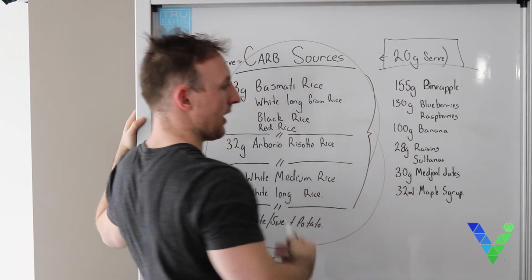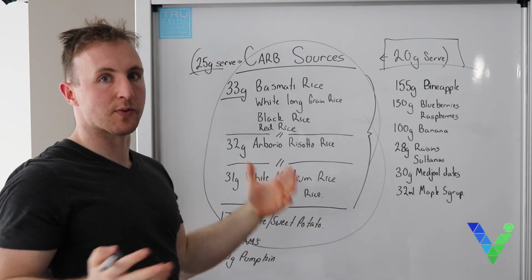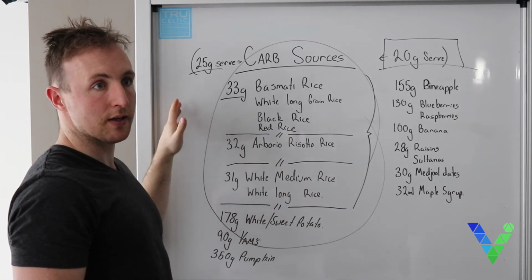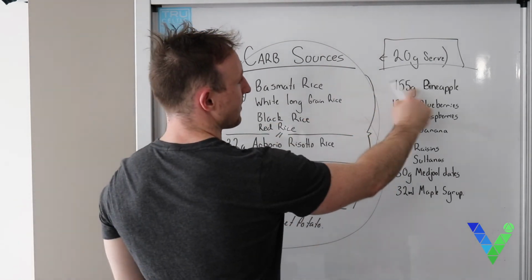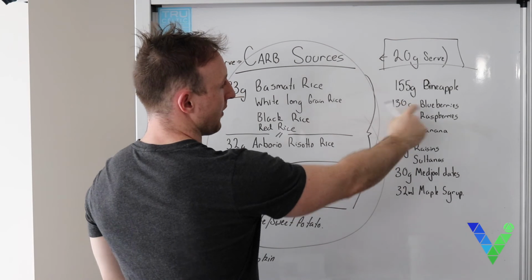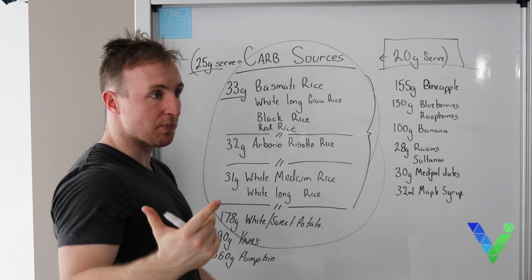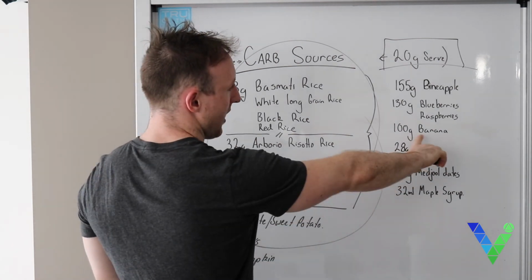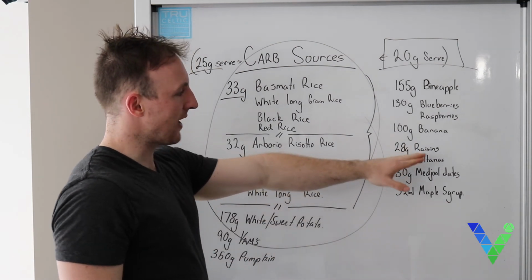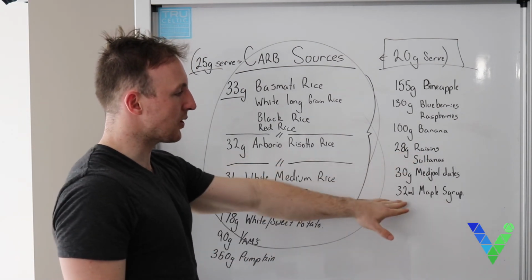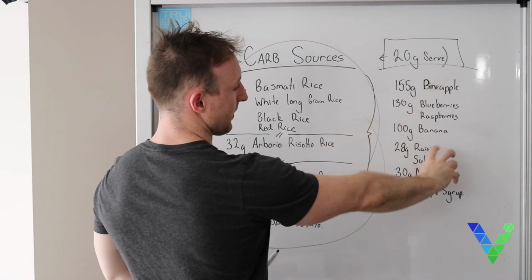This comes from fruit, and fructose is a bit of a thing. If you're stressing about that, I recommend, you know, if you're doing 5 meals with carbs, 4 meals with this, and 1 with the fruit. So 155 gram serve of pineapple is 20 gram serve, 130 grams of blueberries or raspberries, so it's pretty much a punnet. It's normally 125 grams. Just buy a punnet, don't stress about the 5 grams. Then 100 grams is a banana. It's actually 1 banana. 28 grams of raisins or sultanas, 30 grams of medjool dates, and 32 mils of maple syrup. Obviously more wholesome, faster absorbing.